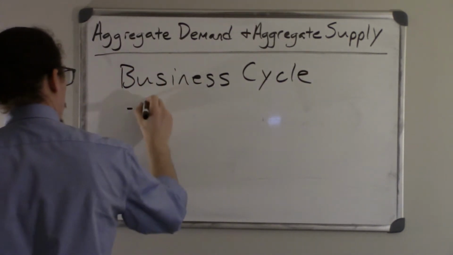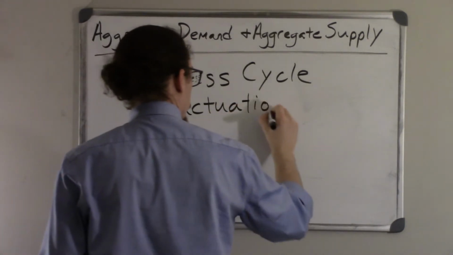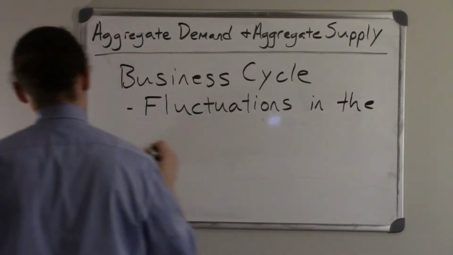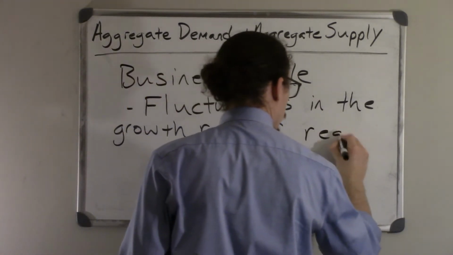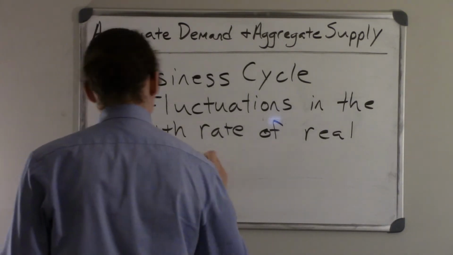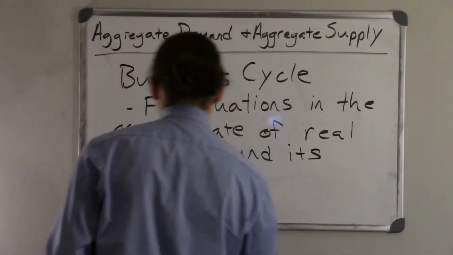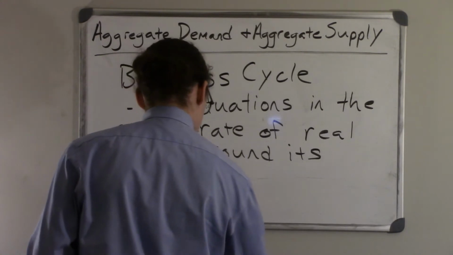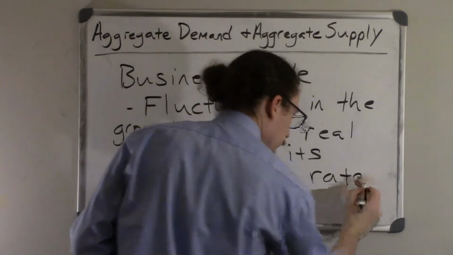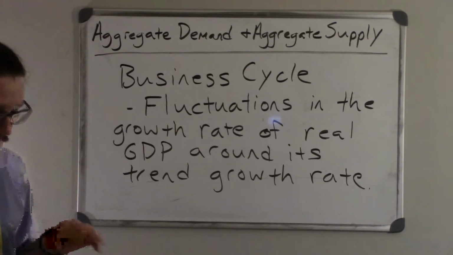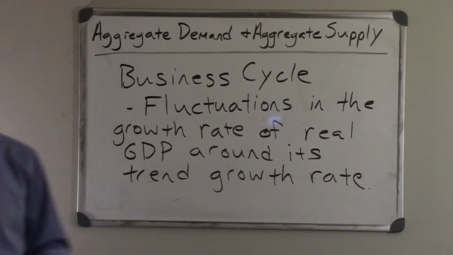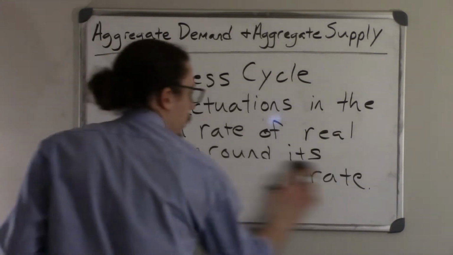All right, the business cycle, right, these are the fluctuations in the growth rate of real GDP around its trend growth rate. Right, and so we will be developing this model of aggregate demand and aggregate supply to examine the business cycle. In this video, we are going to focus on looking at aggregate demand, but we will throw in aggregate supply when the time comes. All right, so let's go ahead and start looking at aggregate demand.